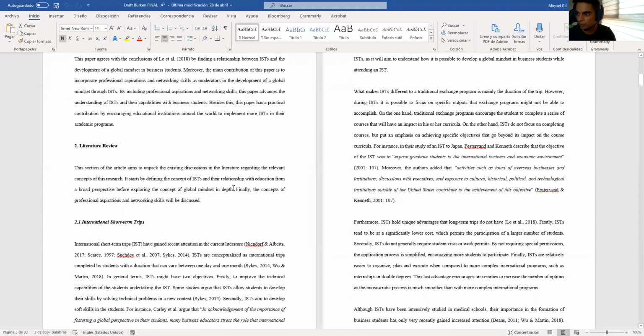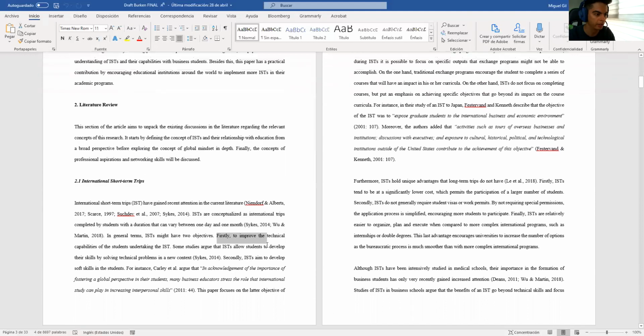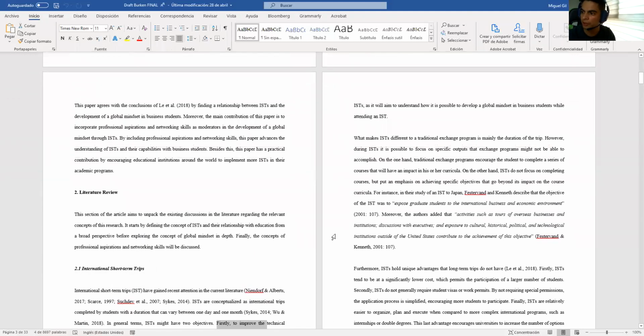I used my formula. So I use a short introduction, the one that I suggested to you. Then I define international short-term trips. These international short-term trips are important in the literature, and these trips are conceptualized as blah, blah, blah, blah. So this is my definition of international short-term trips. And then here I talk about the importance of short-term trips.